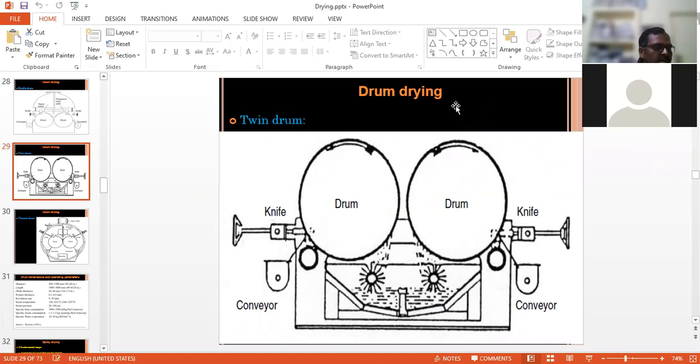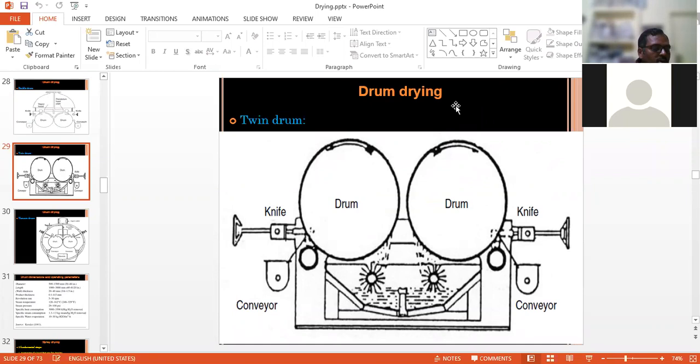Cast iron was used previously, but nowadays we are using stainless steel. The metal used for knives should also be softer than that used for the drum. It should be kept in mind that the metal used for the knife should be softer than that of the drum.